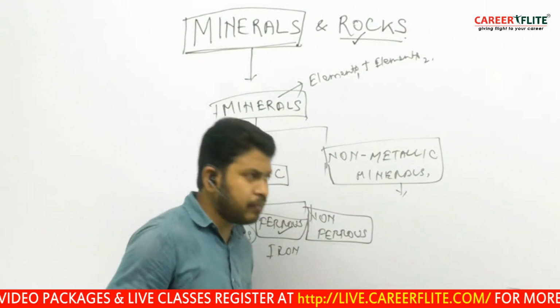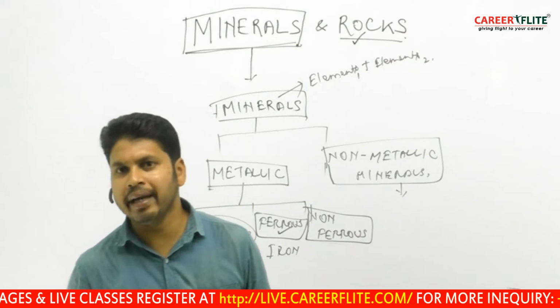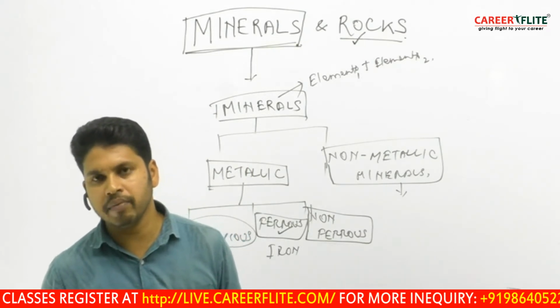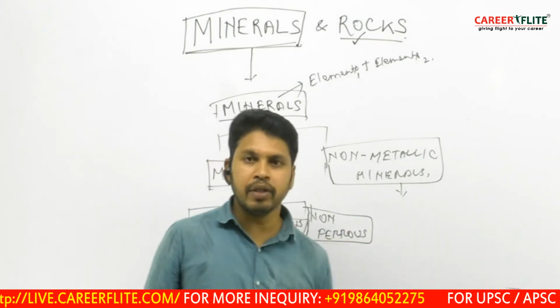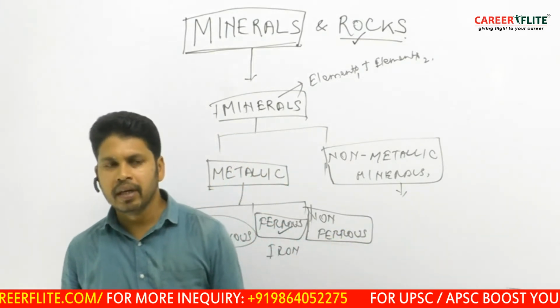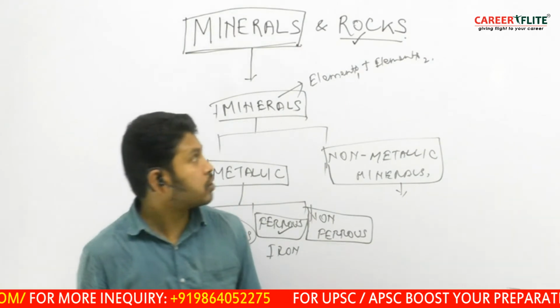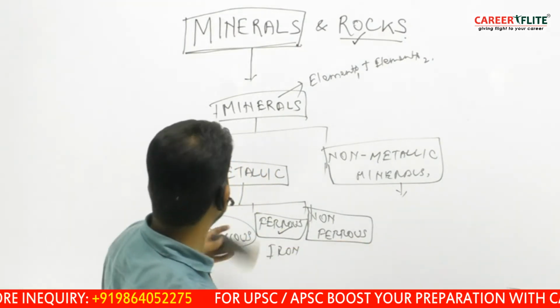Now we have classified the minerals. We have talked about the minerals. We have seen how the minerals are formed, the definition of minerals, then the properties of minerals. Then we have talked about the six major rock forming minerals. Now the next topic will be rocks. Now we are going to talk about rocks.